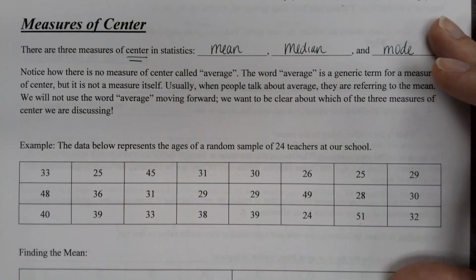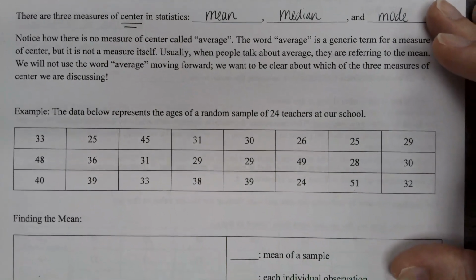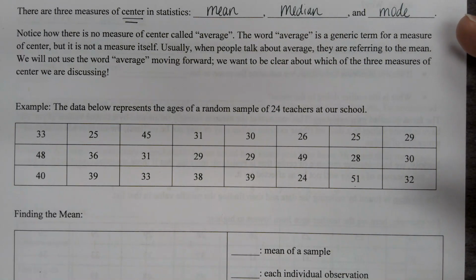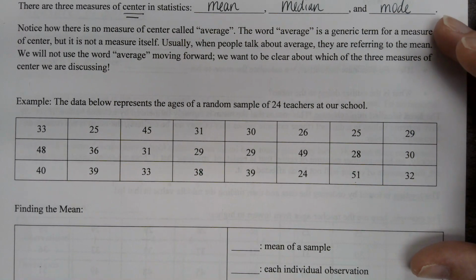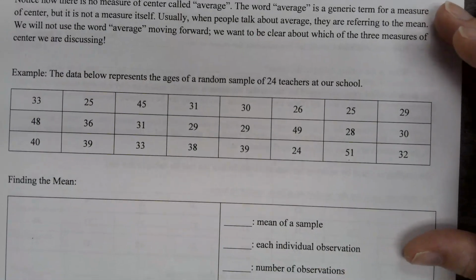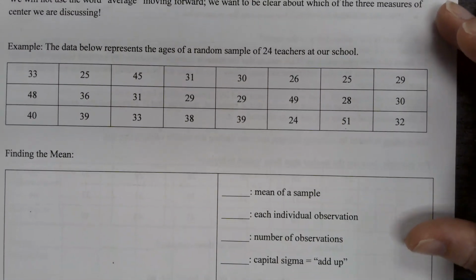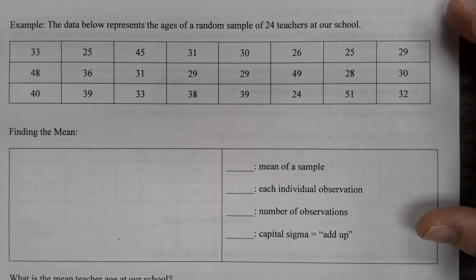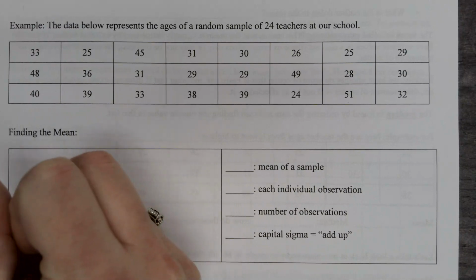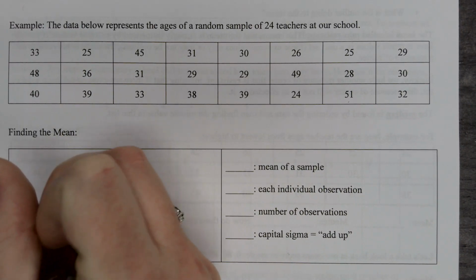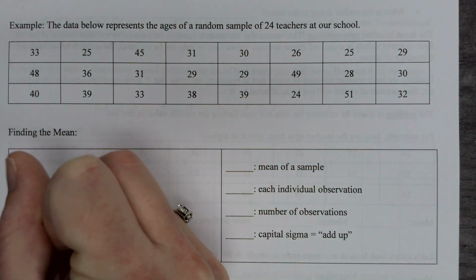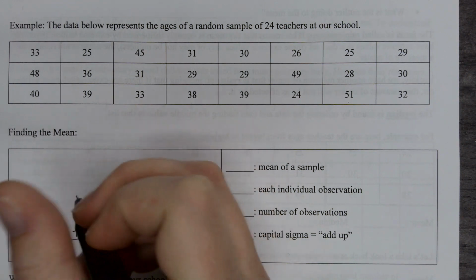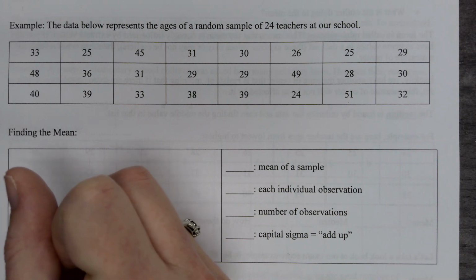So we have a data set here, and we're going to take a look at the mean first. We'll look at the data below, and this shows the ages of a random sample of 24 teachers at our school. And we have all these different ages. The first way that we're going to do is actually finding the mean. So remember, in order to find the mean, all we really do is just add up the numbers. So we're going to add the numbers together, and we're going to divide by the number of observations.